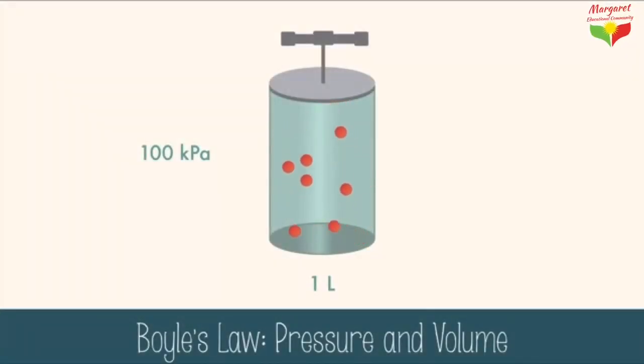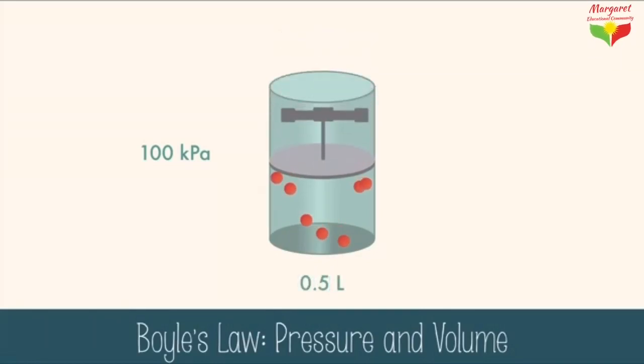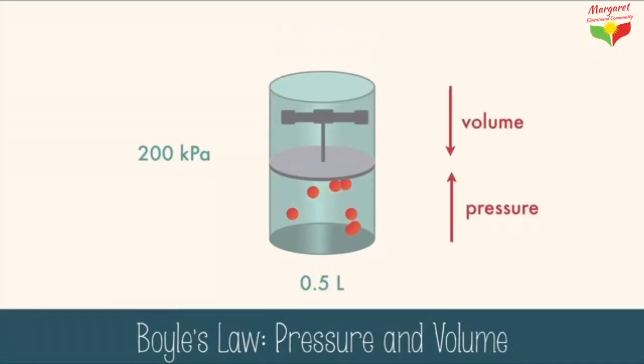We have this model to see how one variable affects another. By using a sealed container at fixed temperature, and just like we said earlier, when we decrease the volume, the pressure increases. So this relationship is an inverse relationship.